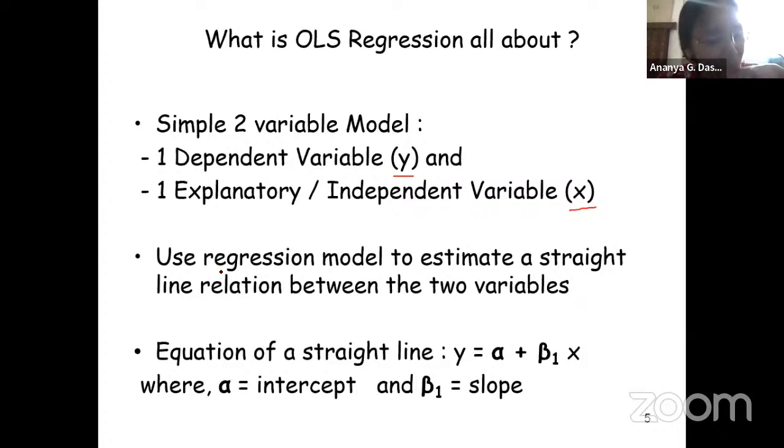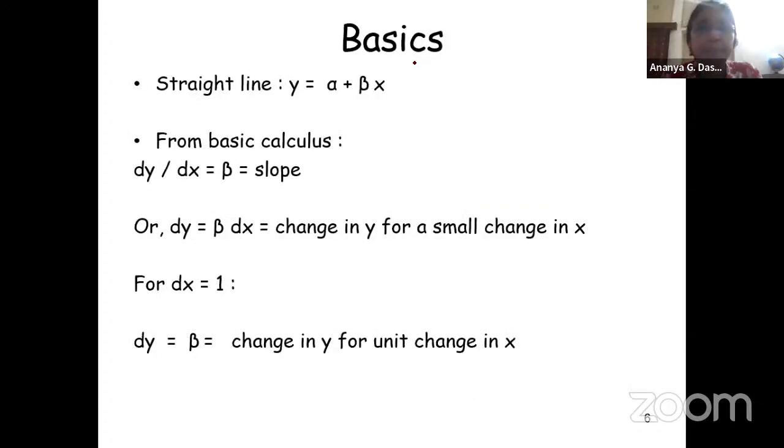And when we use regression, we are essentially fitting a straight line or estimating a straight line relation between these 2 variables. But the straight line is of the form y is equal to alpha plus beta 1x, where alpha is the intercept of the straight line and beta is the slope of the straight line. So the first thing that I want to do is talk about how we interpret the slope. Now, these are just some basics.